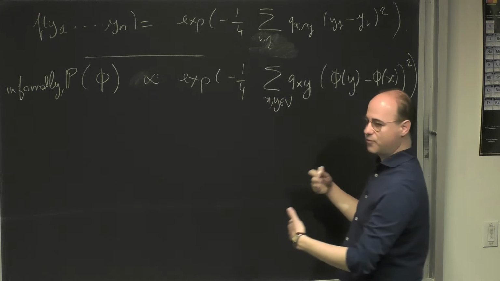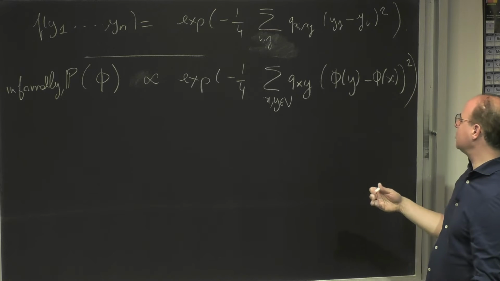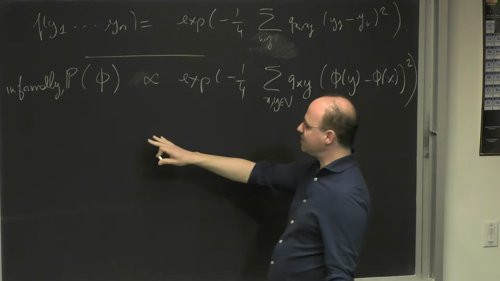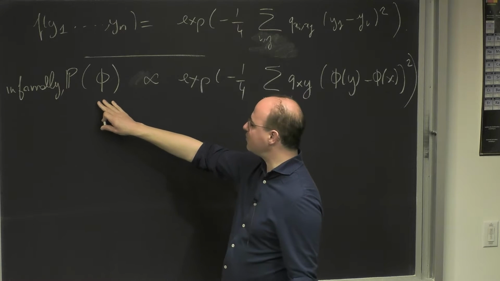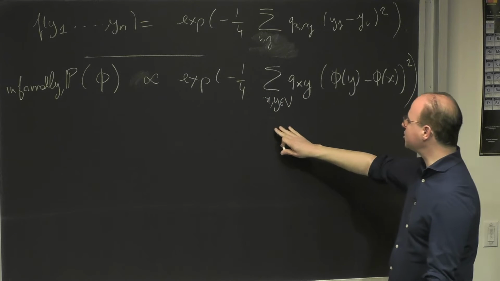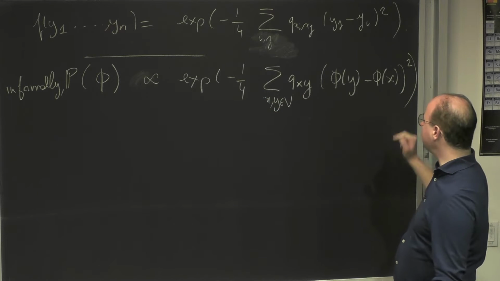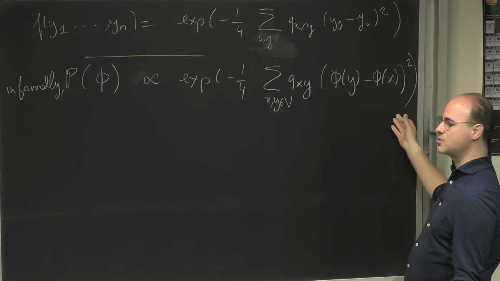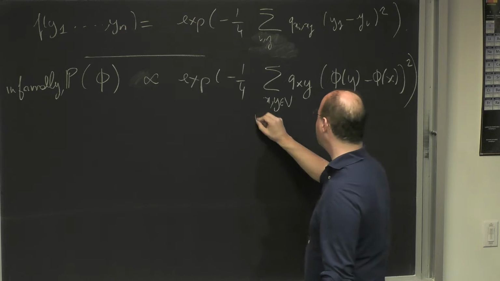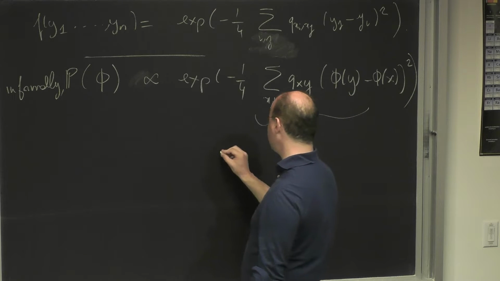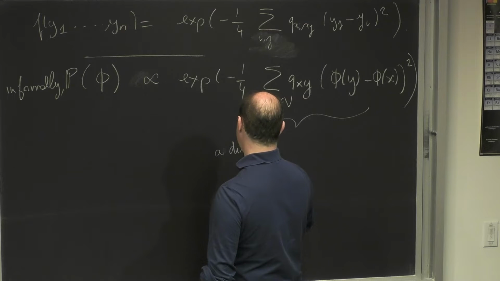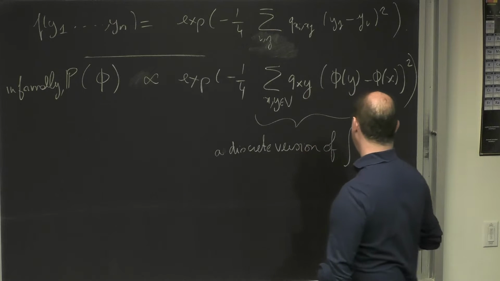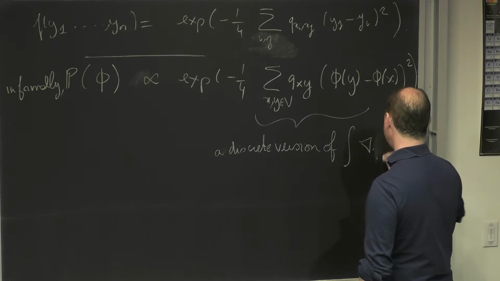So you have to speak of the joint probability density function of the values at each of these points. But what we're saying is that the probability to obtain a particular function phi is proportional to the exponential of minus a quarter, this sum over all the vertices in the graph, qxy, phi of y minus phi of x squared. So you should think of this quantity as a discrete version of the integral of gradient phi squared.